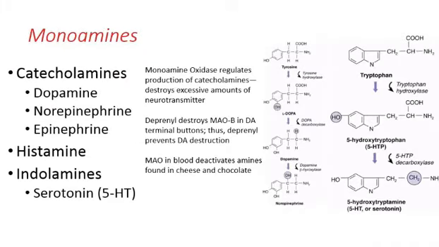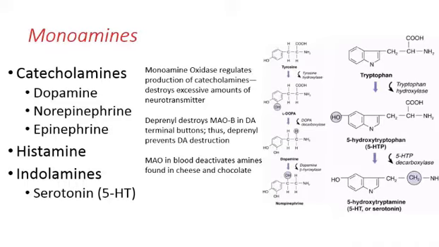The monoamines are a broad class of compounds, and we can divide those up into the catecholamines. There are three major types: dopamine, norepinephrine, and epinephrine. Then there are the indolamines, the most prominent of which is serotonin, or 5-HT, and histamine rounds out the amines. So those five compounds are examples of monoamines.